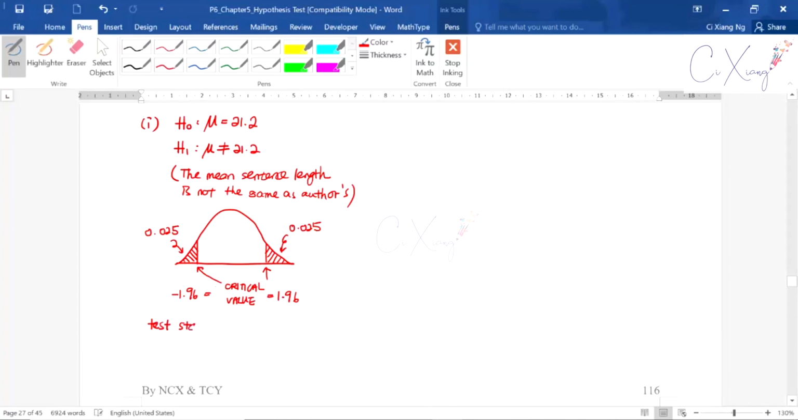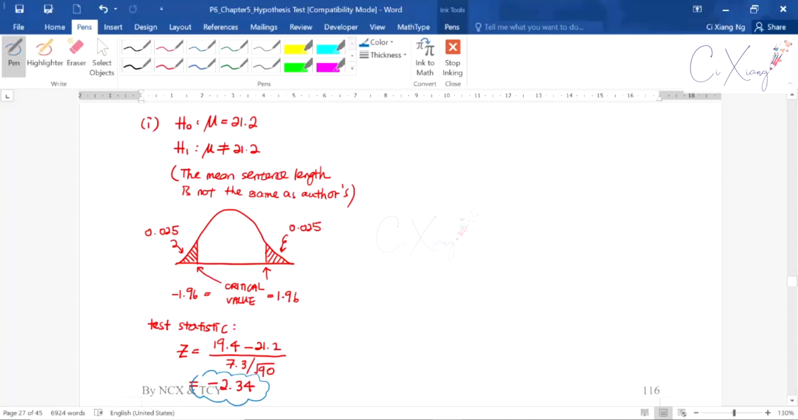So I hope you still remember all the steps here to carry out the test. The test statistic is Z. So what's the value of Z here? Sample mean, which is 19.4, minus the population mean, divided by standard deviation over square root n. From here, the value that you get will be negative 2.34. This is your test statistic.